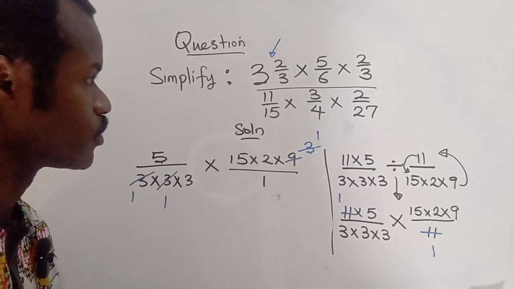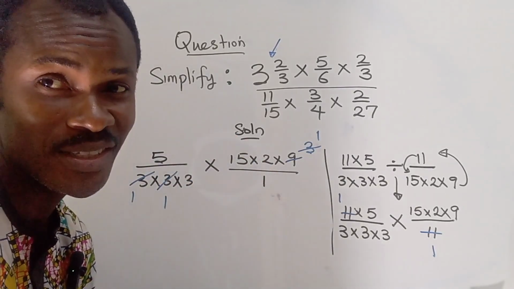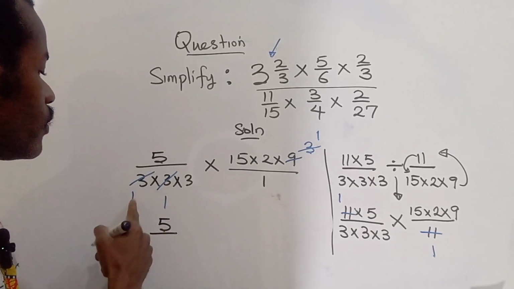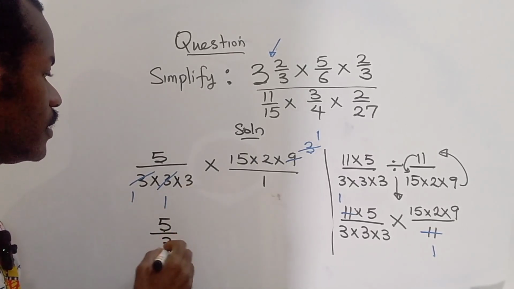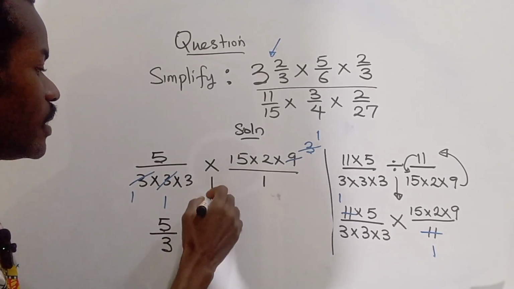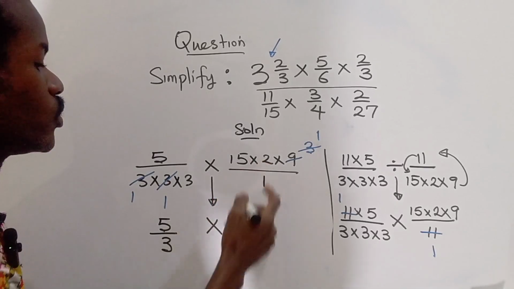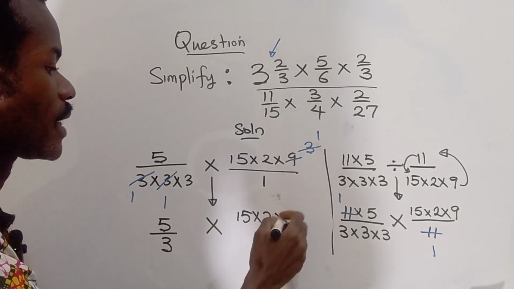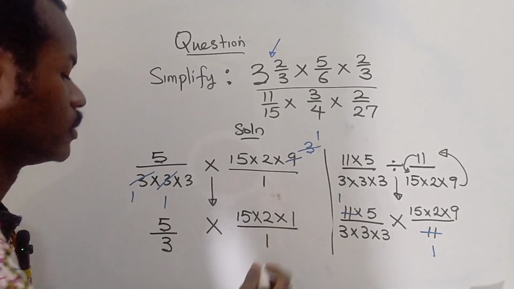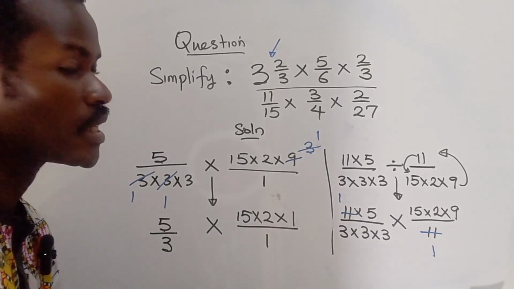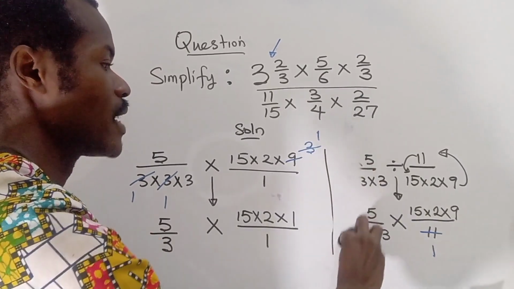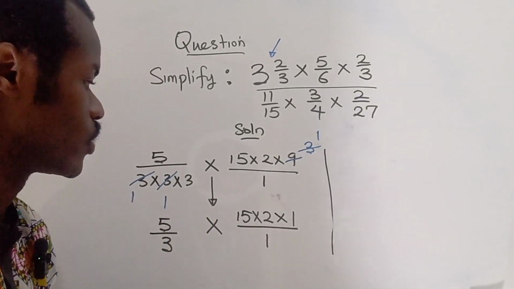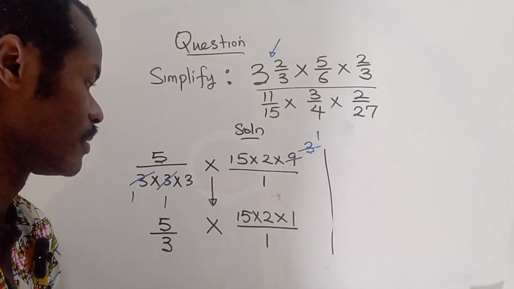So let's see what we have simplified it to. Remember the question says we should simplify. So we have here 5 divided by 1 times 1 times 3, which is 3. Our multiplication comes down, so we have 15 times 2 times 1, times 1 divided by 1. Now from this point, you can see that the numbers have reduced this much, so we can now get our answer.